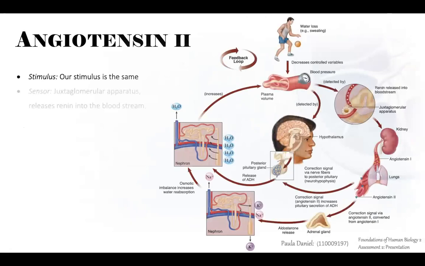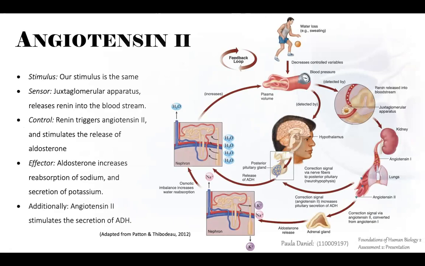Simultaneously, we have another negative feedback loop occurring involving the hormone angiotensin. Our stimulus is the same. Charlie's blood pressure and plasma volume drop, but this time it is sensed by the juxtaglomerular apparatus, which releases renin into the bloodstream. Renin triggers the formation of angiotensin II, which stimulates the release of aldosterone from the adrenal cortex. Aldosterone circulating in the blood increases reabsorption of sodium and secretion of potassium. This change will slowly increase the absorption of water via osmosis in order to balance the solute gradient. Angiotensin II also stimulates the secretion of ADH, creating an additional link between ADH and aldosterone mechanisms.